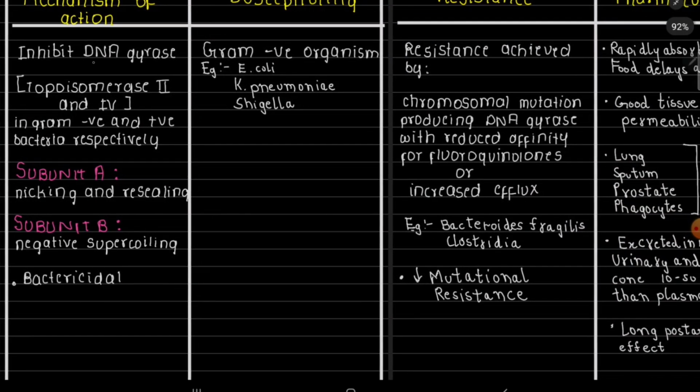So as quinolones inhibit DNA gyrase, they inhibit the process of bacterial replication, and in turn this leads to the death of the bacteria, which is why these drugs are bactericidal in nature.